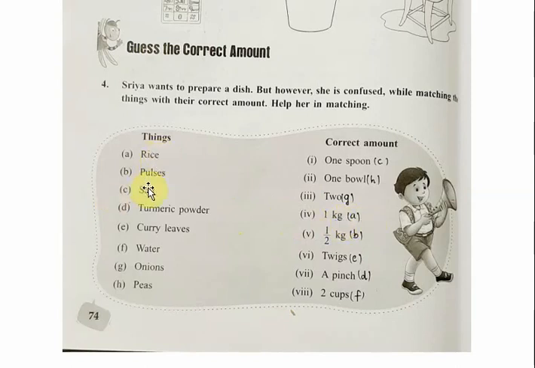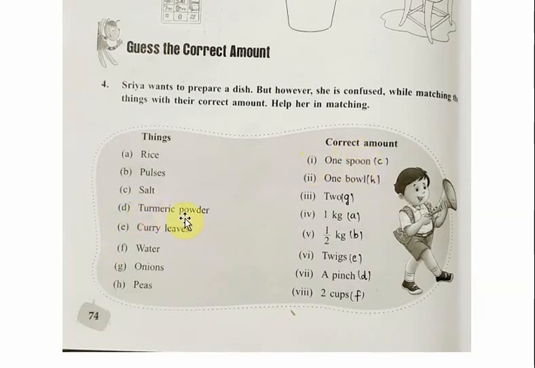Okay. Next one, pulses. How much do you have to take? You must take half a kilogram of pulses. So match pulses to half kilogram. Then salt. Usually 1 tablespoon of salt is enough for preparing 1 kilogram of rice. So the answer is 1 spoon, match to option 1 spoon.